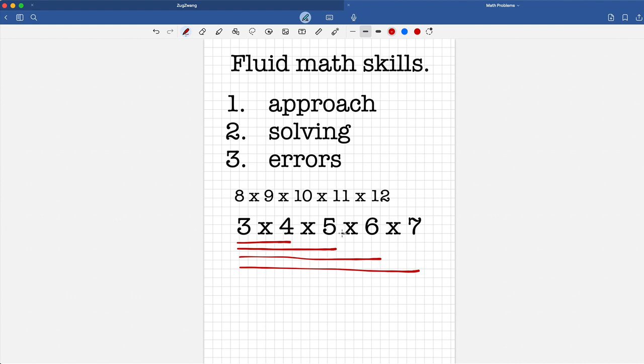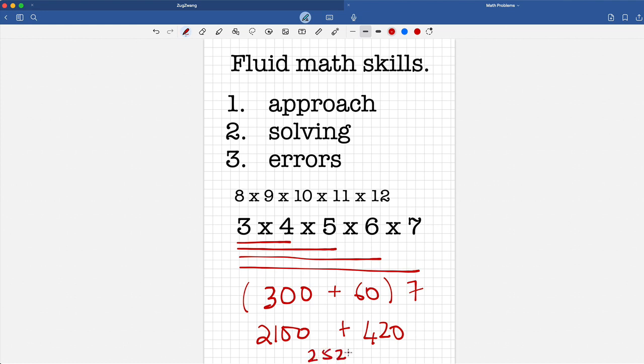So let's try and do this. 3 times 4 is 12. 12 times 5 is 60. 60 times 6 is 360. And 360 times 7, how do I go about doing this? 360 can be written as 300 plus 60, and I'm multiplying this by 7. The distributive property of mathematics. So 7 times 3 is 21, so that's 2100. And 7 times 60 is 42, that is 420. Adding both of these, I get 2520.